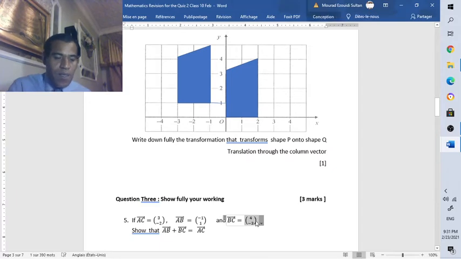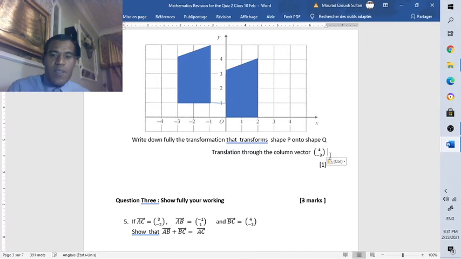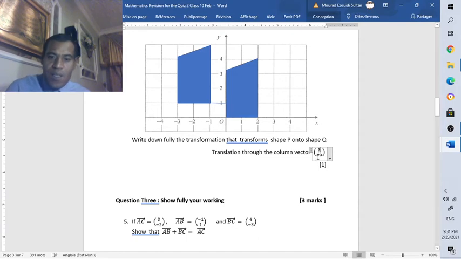For example, this one, the column vector here is 3 to the right, and 1 down means -1. Okay, this kind of exercise, I hope that at least you got some ideas about how you can describe a shape when it's translated, and write down the column vector of this translation.